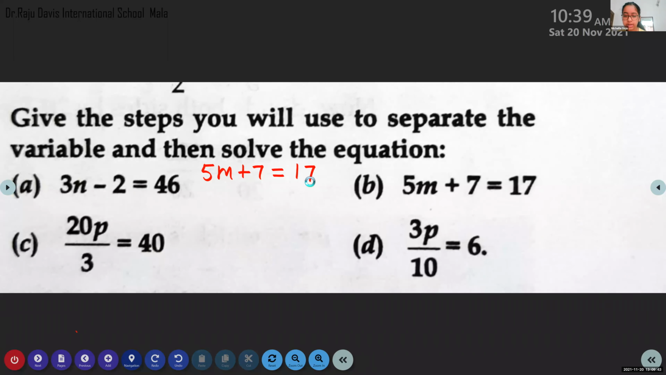5m is equal to 17 minus 7. Yes, 5m is equal to 17 minus 7. So 5m is equal to how much? 10. Isn't it? So m is what?